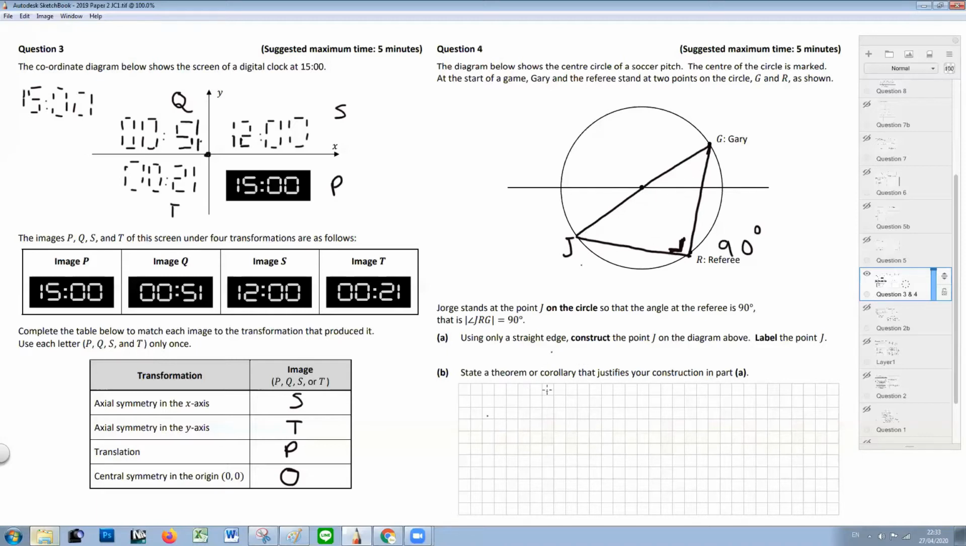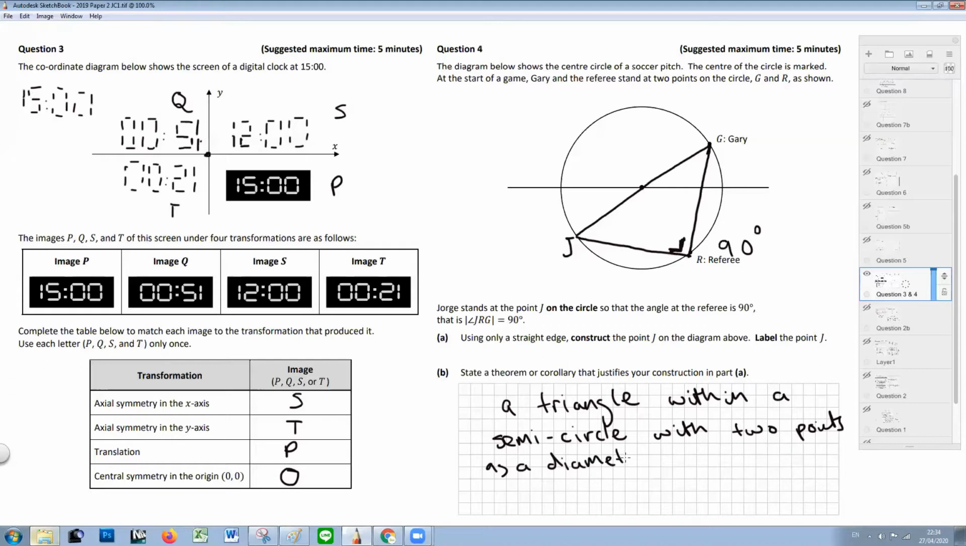And then state a theorem or corollary that justifies your construction in part A. You could just say a triangle within a semicircle with 2 points as a diameter will have an angle of 90 degrees on the other point. Okay, that's that one.